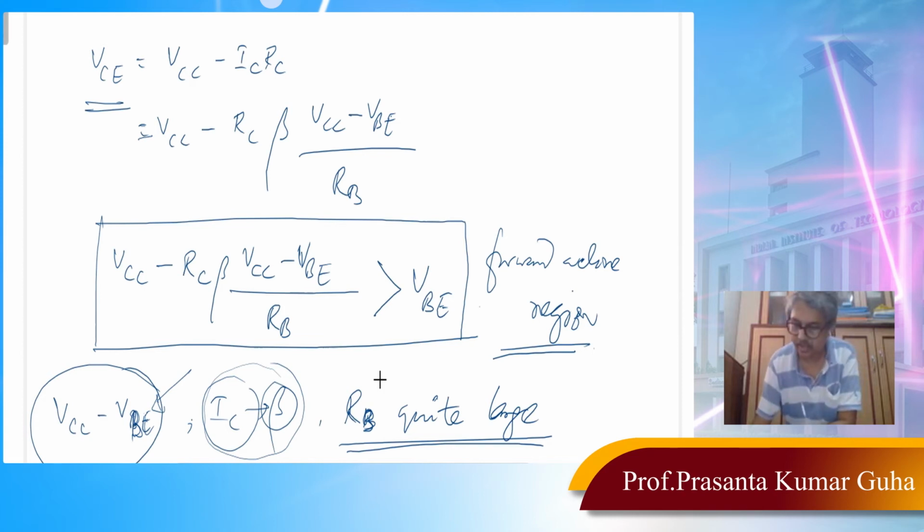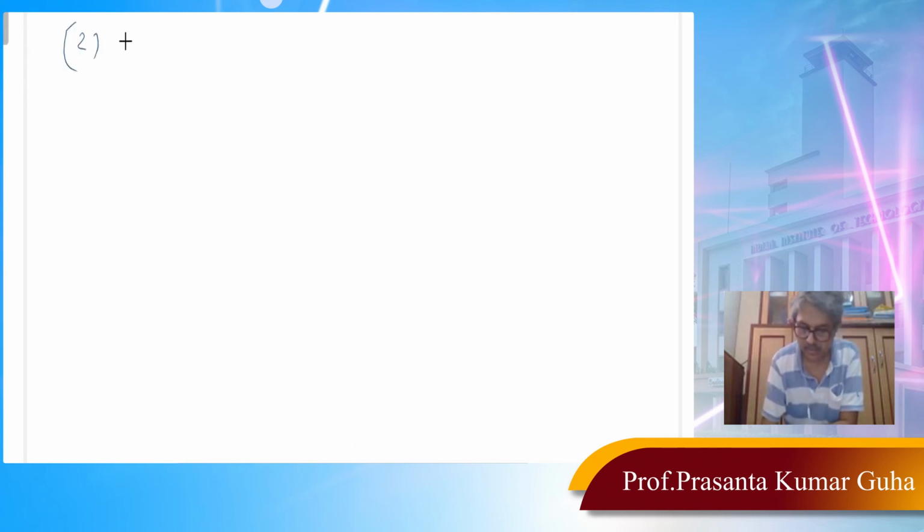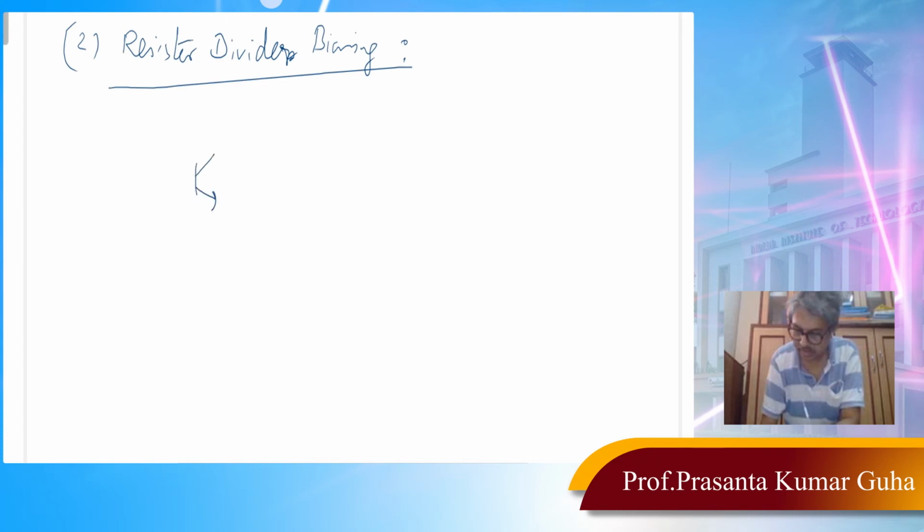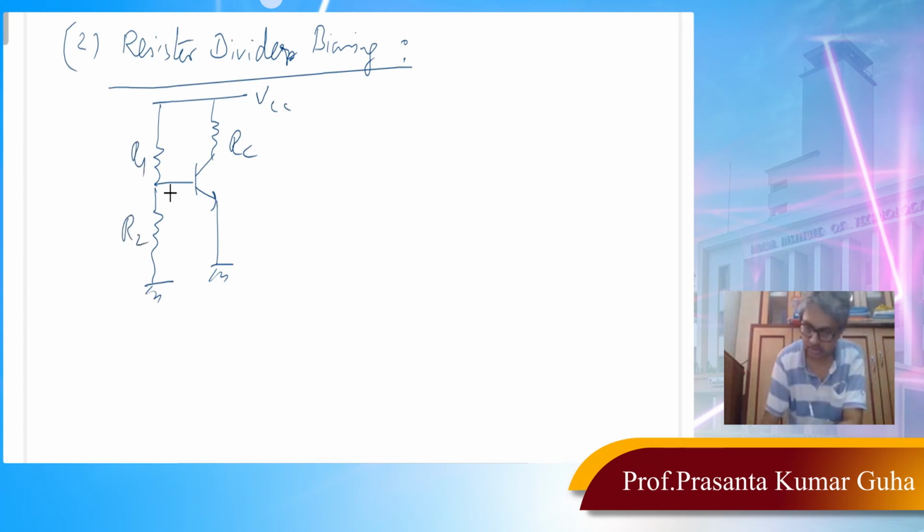So the second biasing technique we would like to discuss is resistor divider biasing. In this case, we replace that RB with two resistors in voltage divider mode. So this is your R1, R2. This is the point X, this is the point Y. So you see, we have replaced RB with R1 and R2.